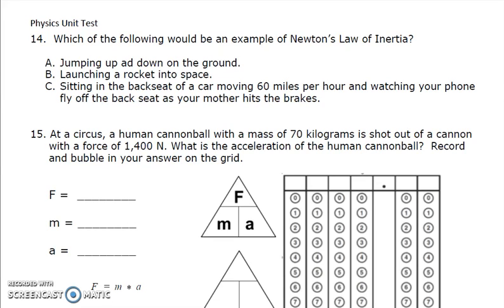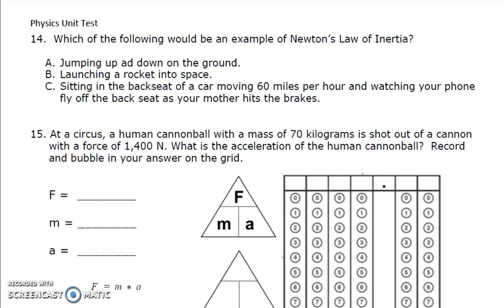Number 14. Which of the following would be an example of Newton's law of inertia? A. Jumping up and down on the ground. B. Launching a rocket into space. C. Sitting in the back seat of a car moving 60 miles per hour and watching your phone fly off the back seat as your mother hits the brakes?